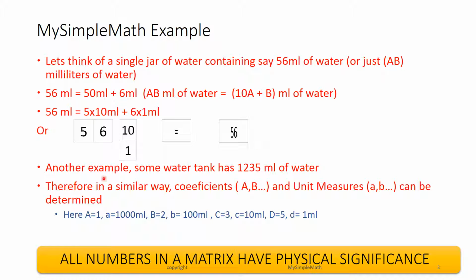You could take any other example by increasing the number of elements in this row and the number of elements in this column, say 1, 2, 3, 5 ml of water. Here the coefficients are A and B and the unit measures are small a and small b. Therefore, you can see that all the numbers in a matrix have a physical significance. This goes to show that matrices are actually tractable with physical context, and what better way than to use a simple glass of water.